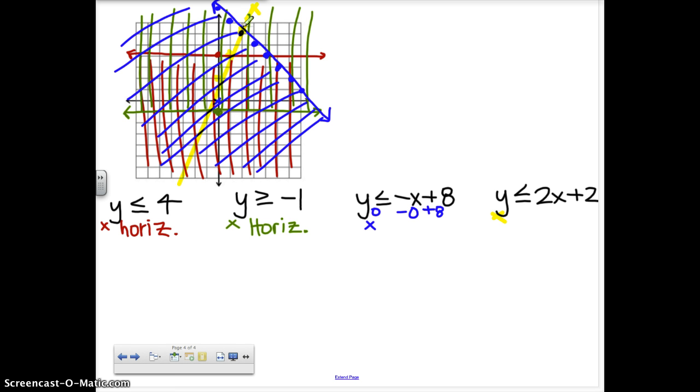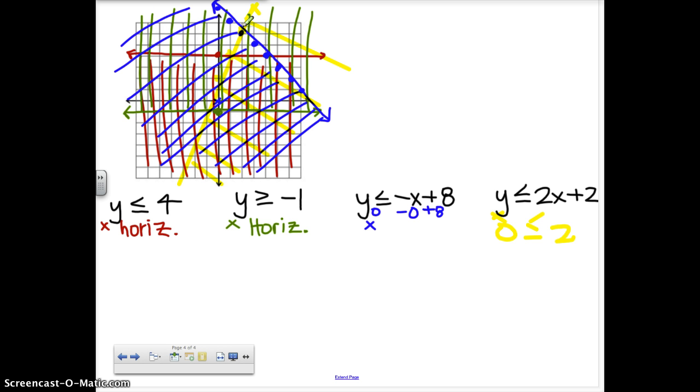So there's my yellow line. Now I have to be less than. So I'm going to test 0, 0. Is 0 less than 2? Yeah, it is. So my side with 0, 0 here, because my line didn't cooperate, looks like this.